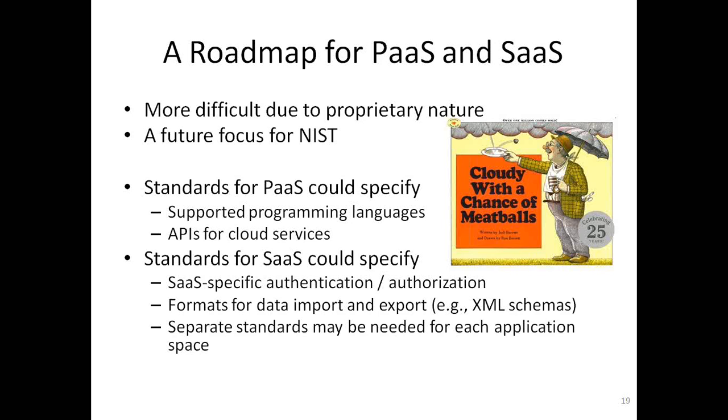After the IaaS roadmap, we come to PaaS and SaaS once IaaS is done. But this is more difficult because of the proprietary nature of the platforms and software given as a service. It could be a future focus of NIST. For example, the standard for PaaS could specify which programming languages and which APIs are supported. SaaS could specify the authentication and authorization part, and formats for data. Each type of SaaS, each type of application, may need separate standards. For example, office suites may need separate standards. Gaming software may need separate standards, and so on.